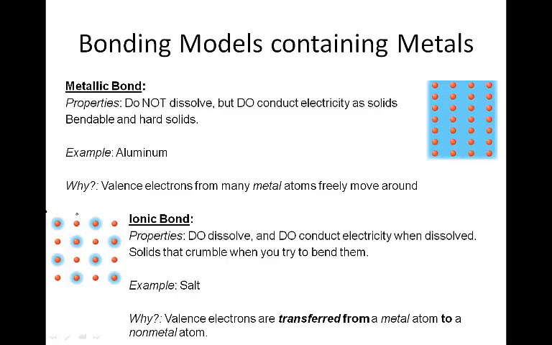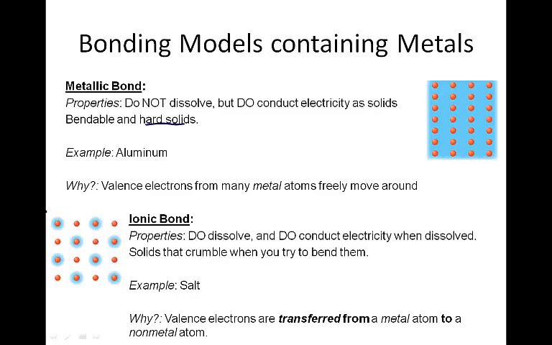And they dissolve because water can get in and break them up. Both of these kinds of bonding tend to be solids. Metals are typically hard solids. Ionic compounds crumble if you try to bend them, and they will dissolve in water. So they may appear to be liquid, but that's really just because it's a solid dissolved in water.